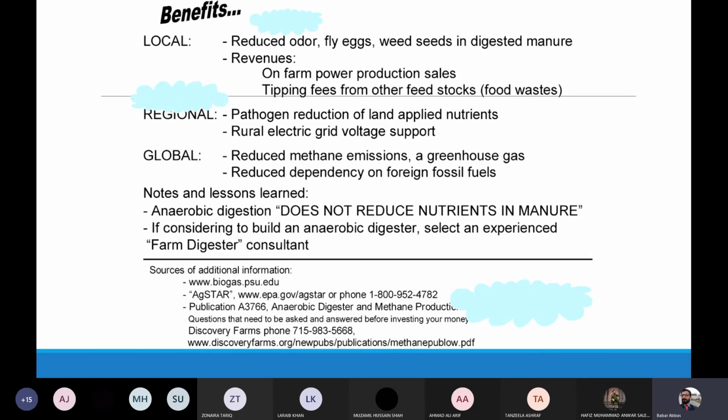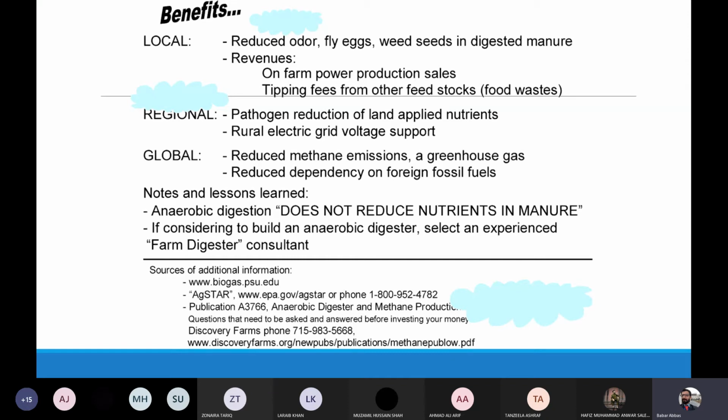There are a lot of benefits in terms of local, regional, and global level. If you look at the local benefits, it reduces the odor, fly eggs, weed seeds in digested manure, and it can also be a source of revenues, on-farm power production sales, tipping fees from other feedstocks. If you start charging other people for bringing their waste to your biogas plant, you can also add this towards your revenue generation setup.